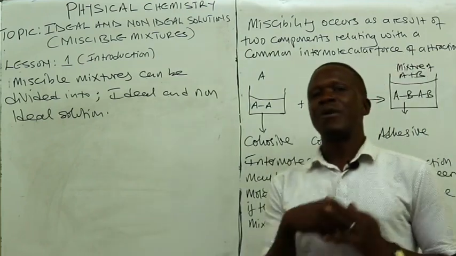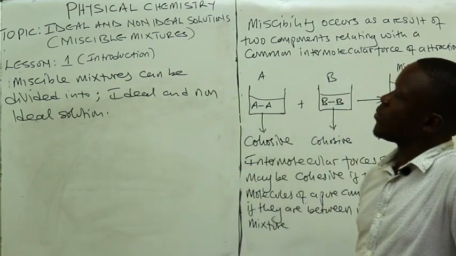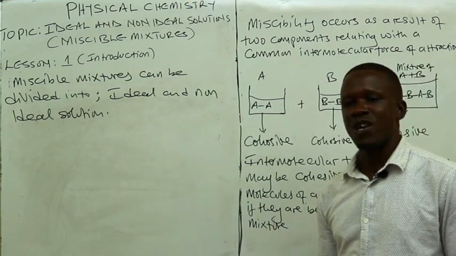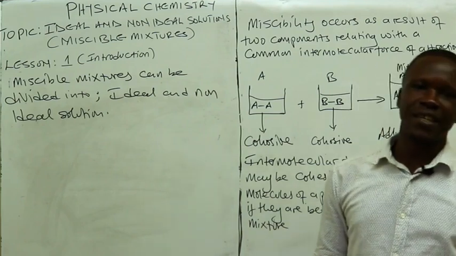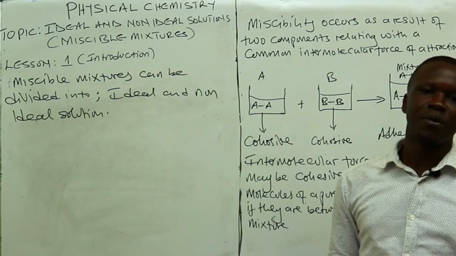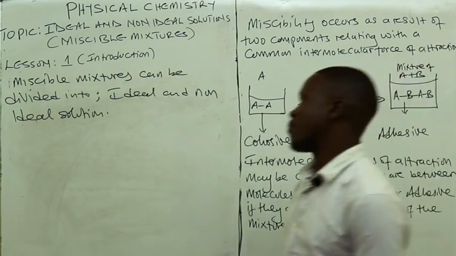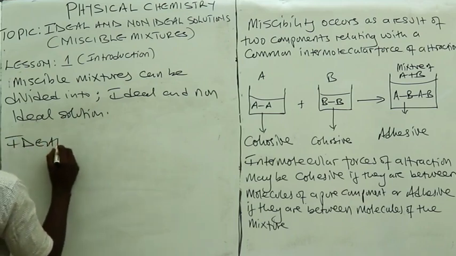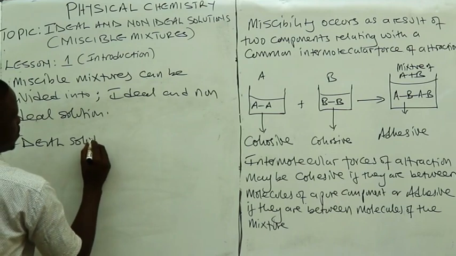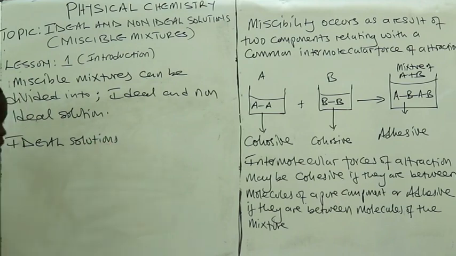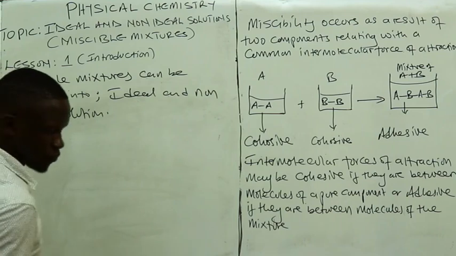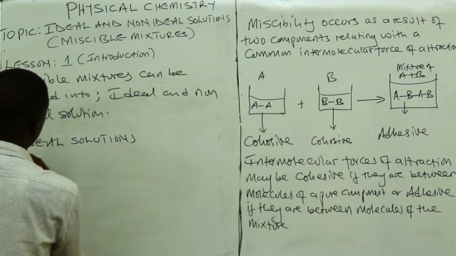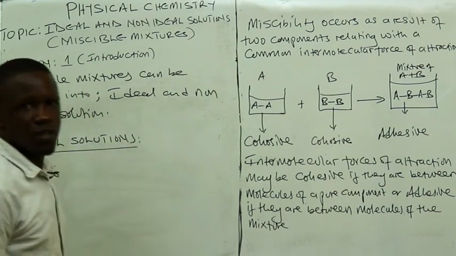So now, if miscible mixtures can be divided into ideal and non-ideal, we would want to know, when do we call a solution ideal? And what are some of the examples of an ideal solution? So I'm going to write my subheading here: ideal solutions. So what do we call ideal solutions?